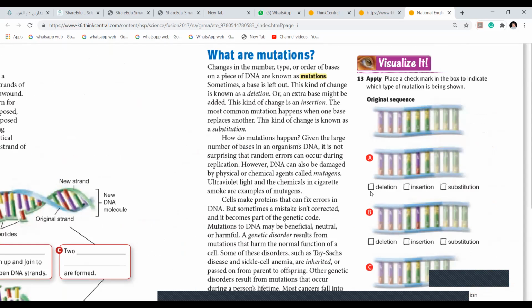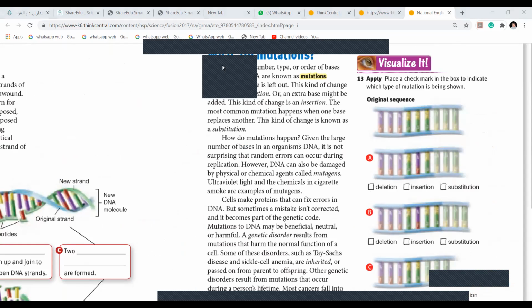Changes in the number, type or order of the bases on a piece of DNA are known as mutations. Girls, we will just highlight a few things here. You remember I told you there is one base, one sugar, and one phosphate. If there is some change in the number, it is called mutation. Sometimes a base is left out. This kind of change is known as deletion.